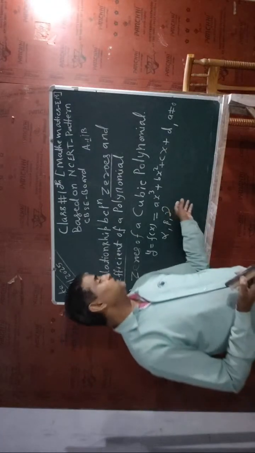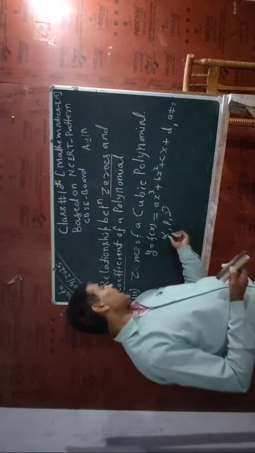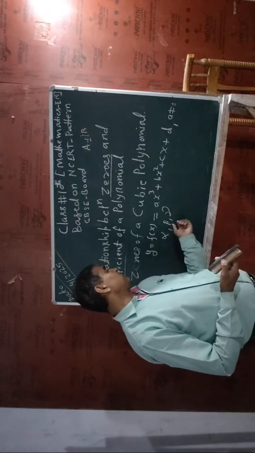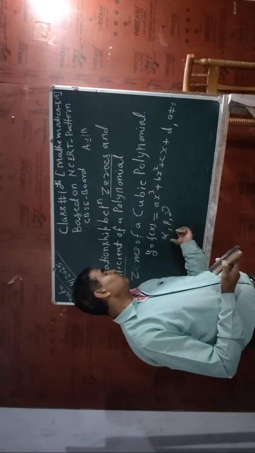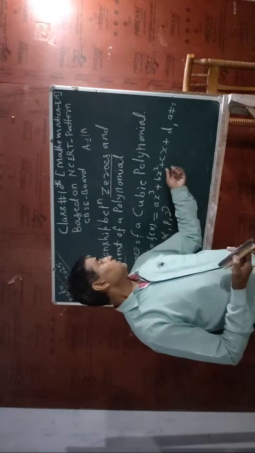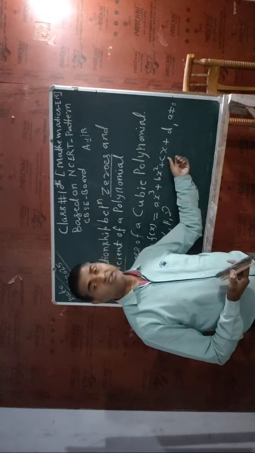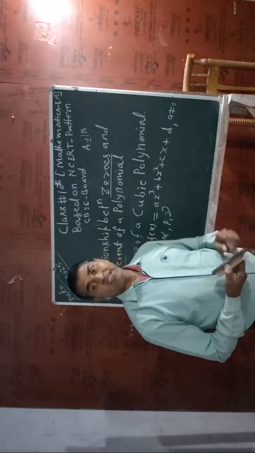And the second is the product of roots taken two at a time. It means that I will take the value of alpha beta plus beta gamma plus gamma alpha. That will be the coefficient of x divided by the coefficient of x cube.